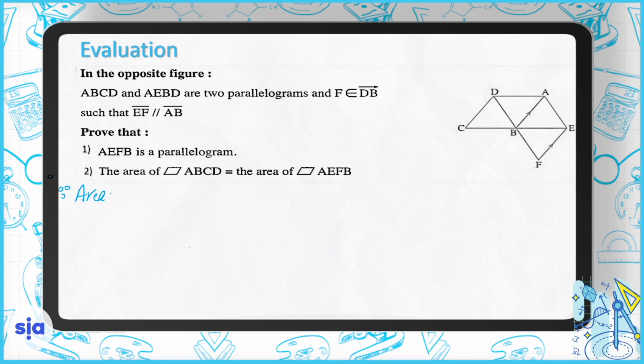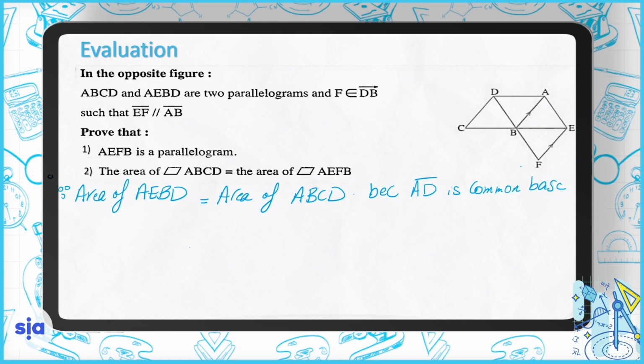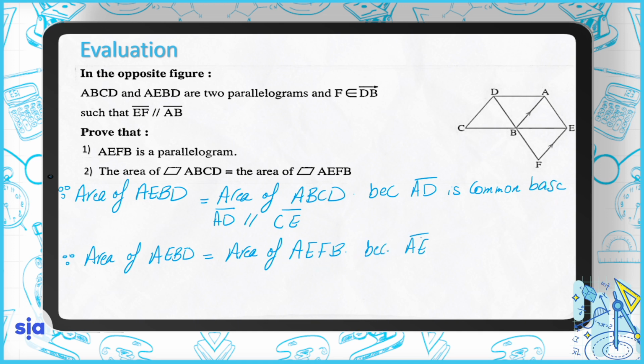Since the area of AEBD is equal to the area of ABCD, because AD is a common base, where AD is parallel to CE, and also since the area of AEBD is equal to the area of AEFB, because AE is a common base, where AE is parallel to DF.